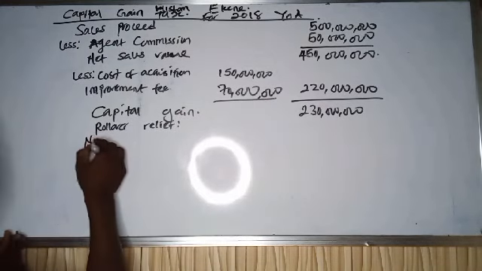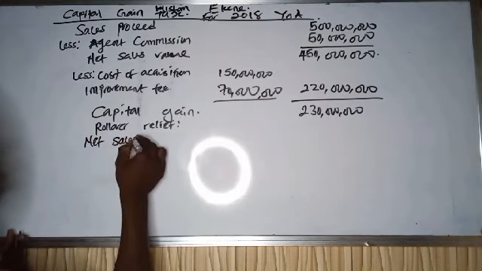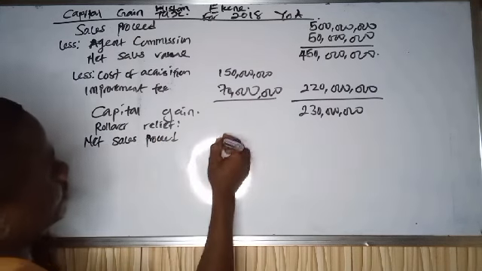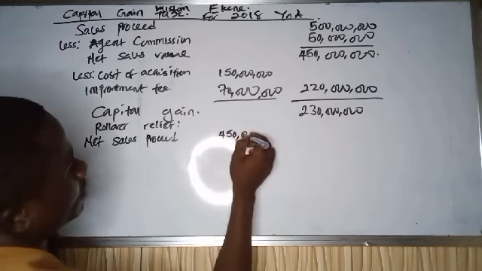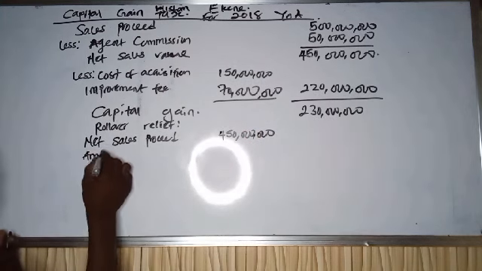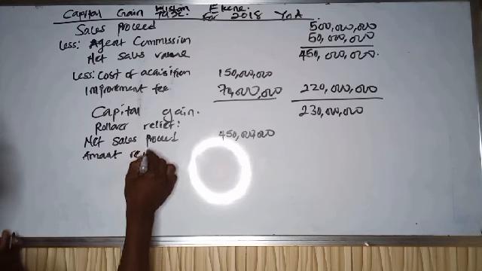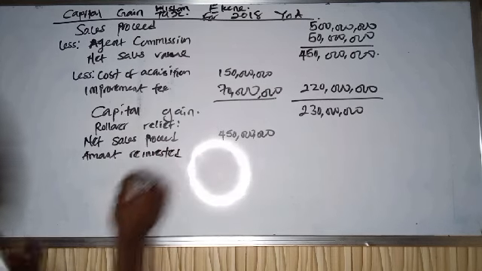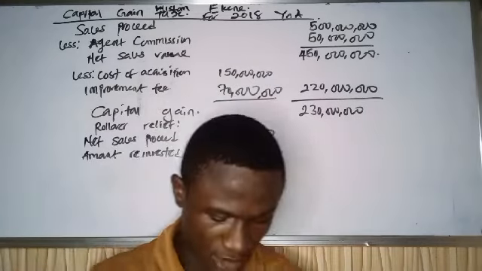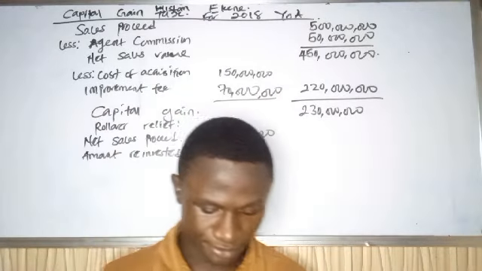So we come here. Net sales proceed, which is 450 million, and the amount reinvested. So from the question, how much did the man reinvest in buying the new asset?